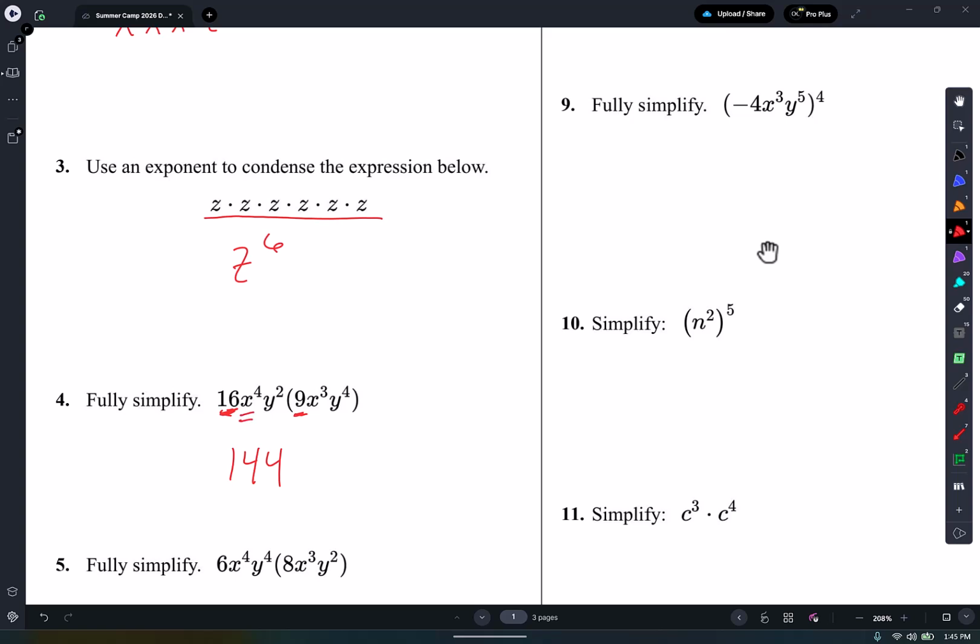And then I have x to the 4th times x cubed. What am I going to do to those exponents? Yeah, I heard someone whisper it. What is it? Yeah, add them, to the 7th power.